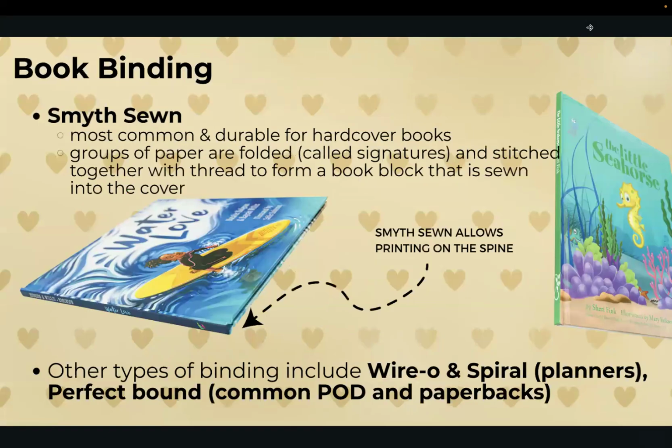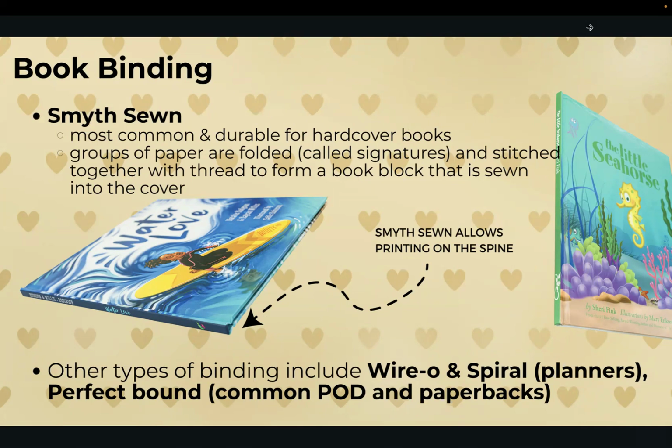Bookbinding. Most hardcover children's books are Smythe sewn. It's a very durable binding. Basically, groups of paper are folded into signatures and then stitched together with thread to form a book block that's then sewn into the cover. You can tell if a book is Smythe sewn when you open it up and you can see the threads in the margins.